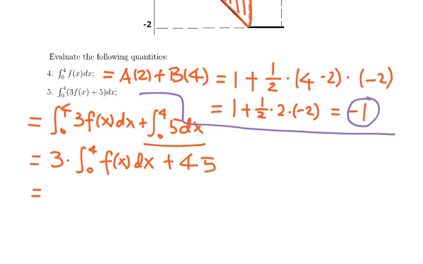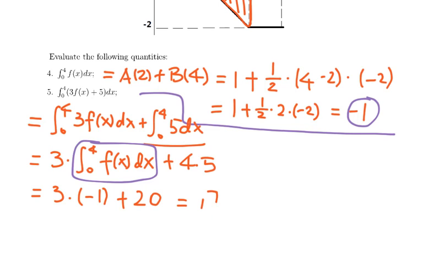Alright, now if we look at this part, this is exactly what we found in the fourth part. So we're going to plug in the numbers. That is 3 times -1 plus 4 times 5, that is 20. Okay, so if we do the algebra, the result is 17. Alright, this is the fifth part.